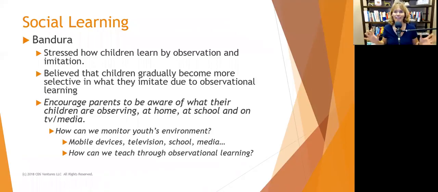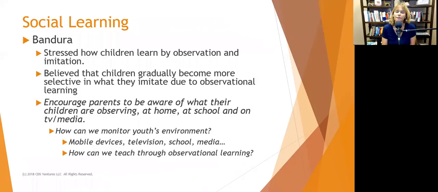So the question is, and parents ask this a lot, how can we monitor the youth's environment? There's just so much. We can't be everywhere all the time. And one of the things that we can do is monitor their television watching. And you don't have to sit there and watch Dora the Explorer 17 times with them. If you get an idea that Dora the Explorer is producing some pro-social values or whatever, that might be fine. But you want to be aware of what they're seeing, and you can monitor television stations and block television stations if you need to. On mobile devices, you can put limits on the phone, TV, and internet usage.